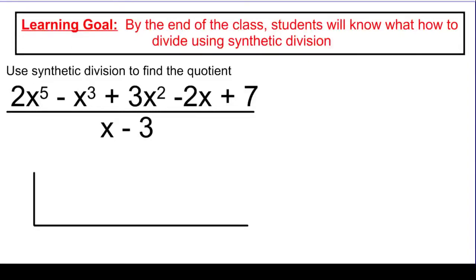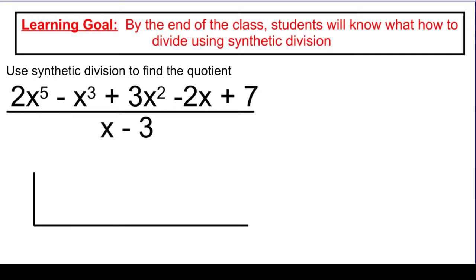So let's do a slightly more advanced synthetic division problem. And again, when we look at this, it's got a lot more terms, but what we do is not going to be any different. We just have a little twist in this problem, an important point that we have to get to when we're doing this one.